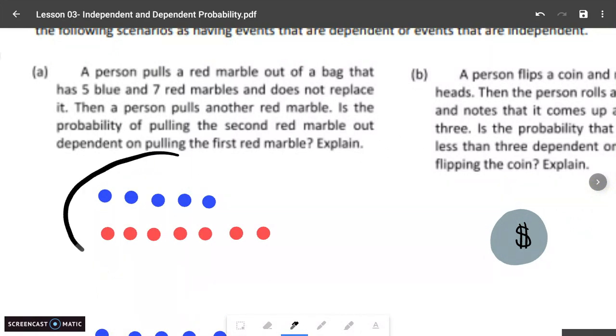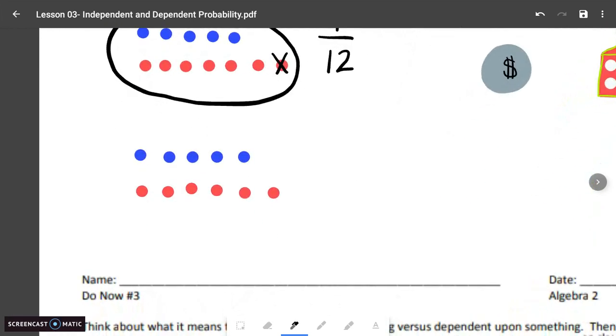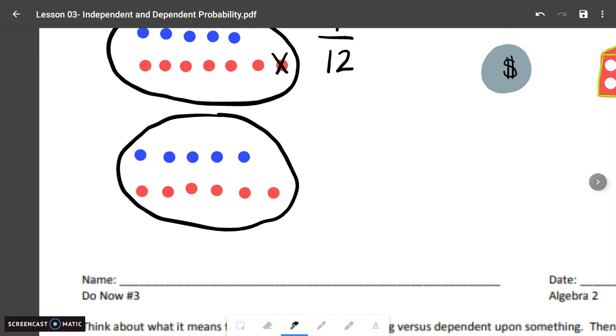So here's a visual of what this bag could look like. We have 5 blue, 7 red. So if I were to pick one and it happened to be red, the probability of that happening is 7 out of the total amount of 12. Now, the one that I picked is now gone. So I'm going to look at a different bag. Now the probability of me pulling a red marble is changed to 6 out of 11.